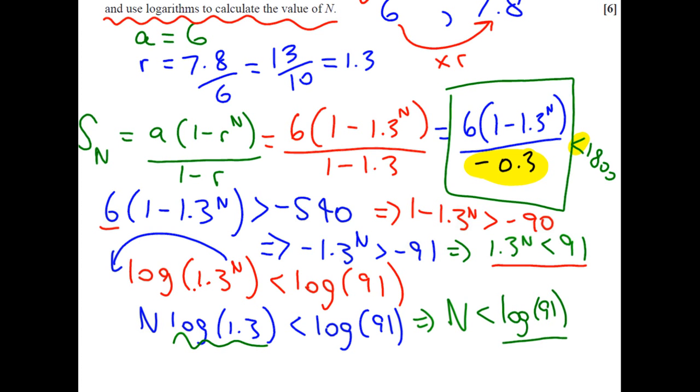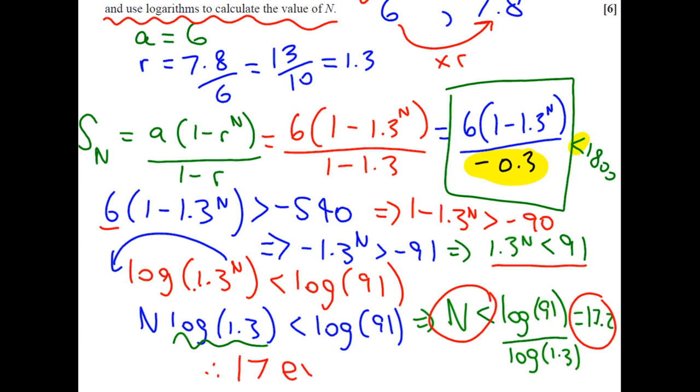Now on your calculator you can actually do log of 91 divided by log of 1.3. That is 17.19. Okay. Now, the maths has told us that n is less than this, but your head should tell you as well. Because how many experiments can you do if you've got enough for 17.2? You can only do 17 experiments. So think carefully. You can't give a decimal as your answer there, I'm afraid.